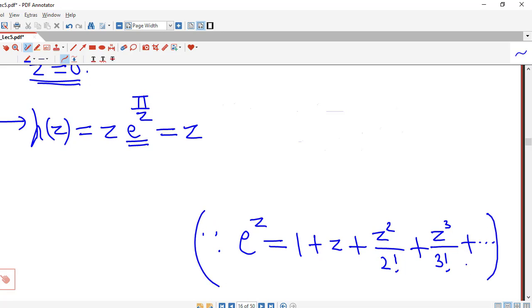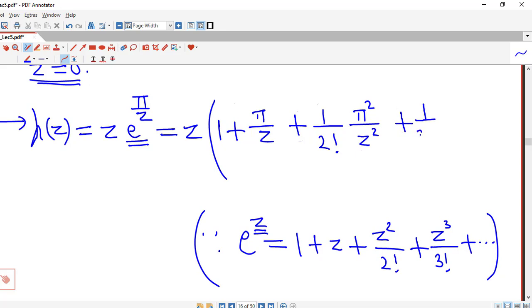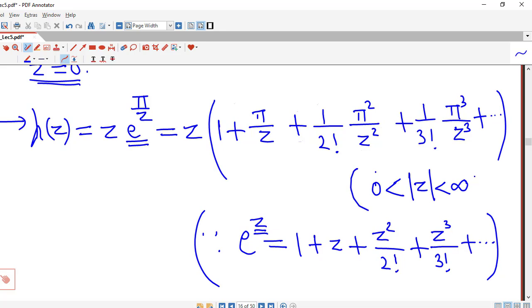So instead of z we have pi by z, so we replace z by pi by z in this Maclaurin series. So 1 plus pi over z plus 1 by 2 factorial pi square over z square plus 1 by 3 factorial pi cube over z cube and so on. This is valid if z is non-zero, so we consider 0 less than mod z less than infinity, because this function e raised to pi by z is analytic everywhere except z equal to 0. Now this is the Laurent series expansion of e raised to pi by z.